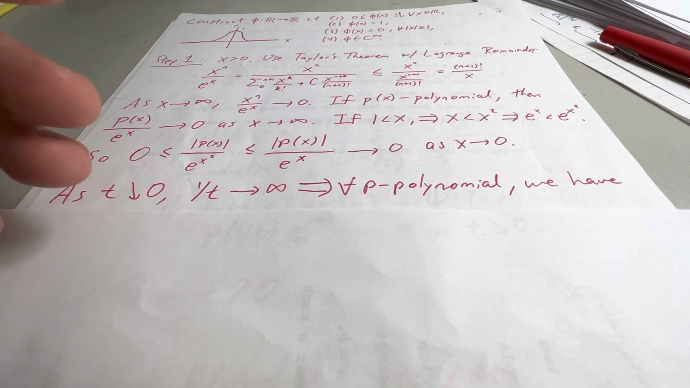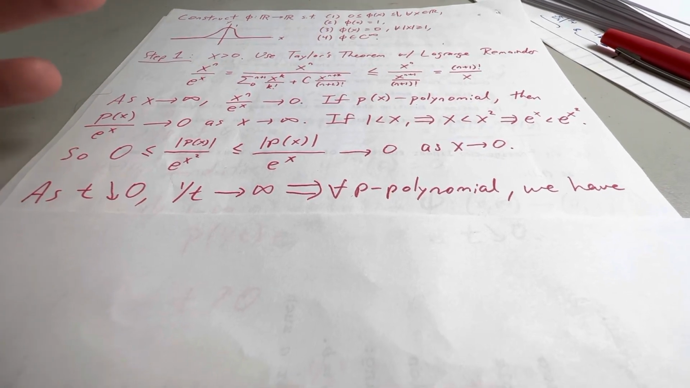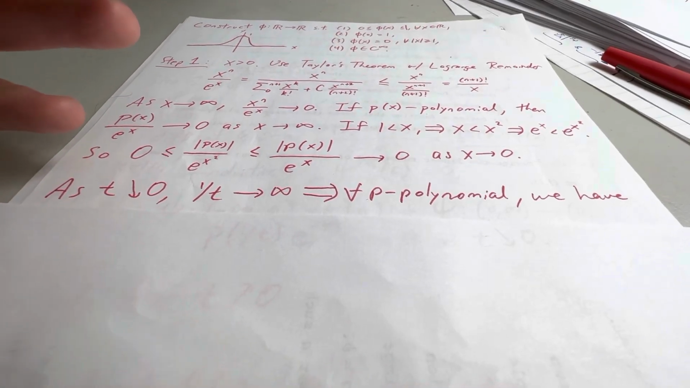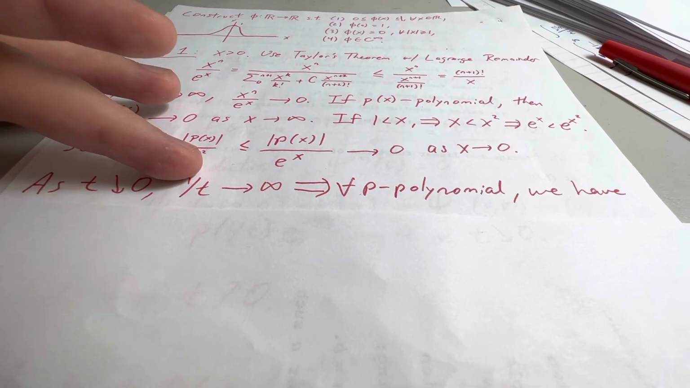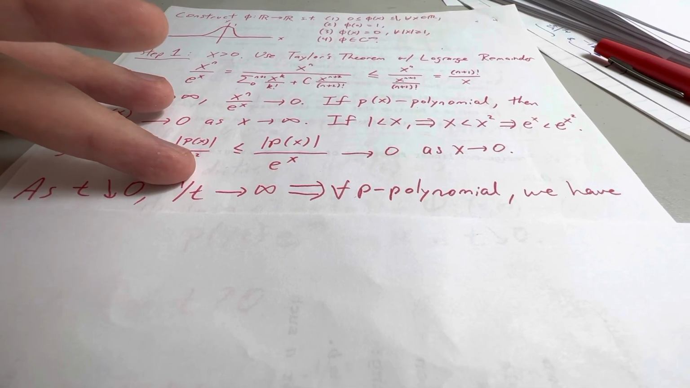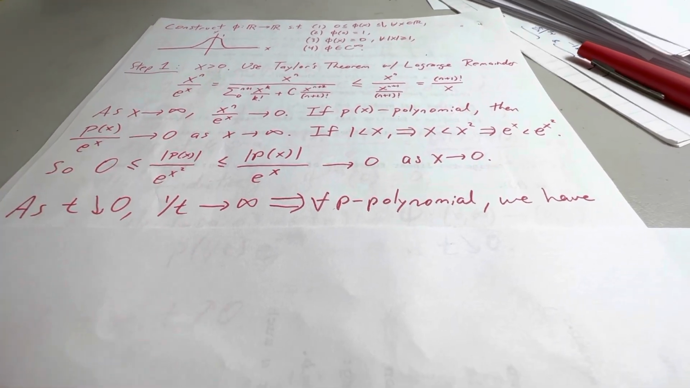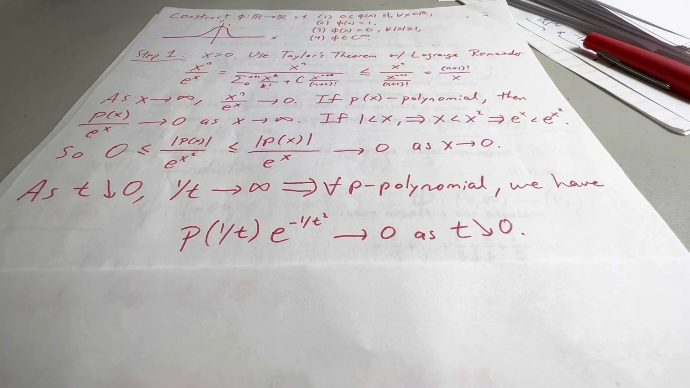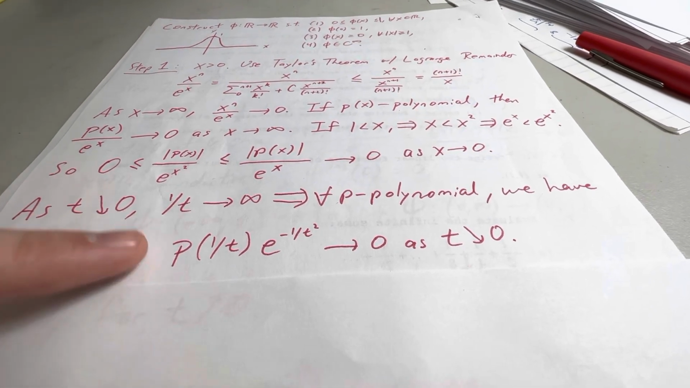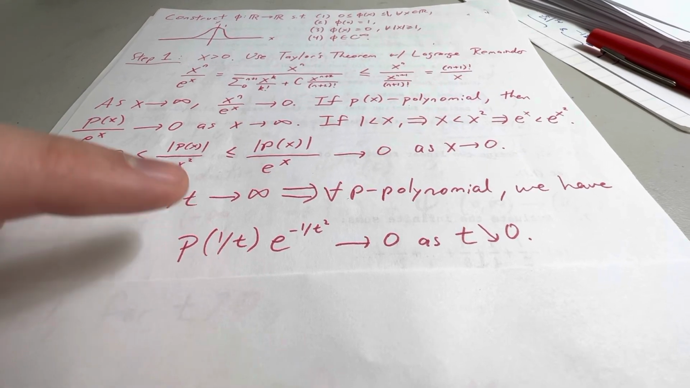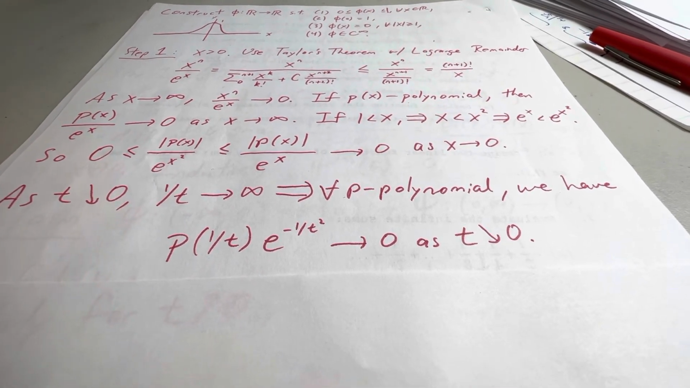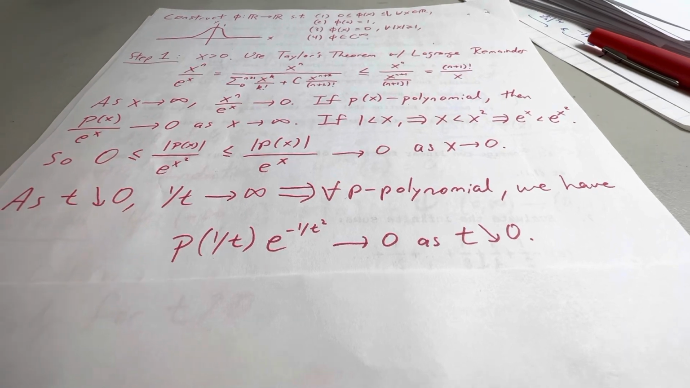Now we're kind of doing a t substitution or u substitution, but we use t here instead. When t is positive and descends towards 0, we see that 1 over t tends to infinity. Therefore, for any polynomial p that we choose, we have that p of 1 over t times e to the negative 1 over t squared tends to 0 as t descends towards 0.